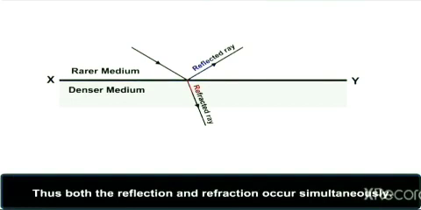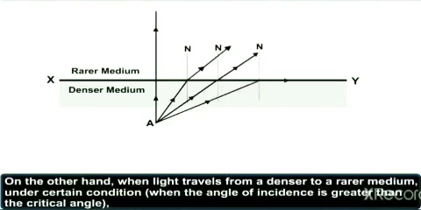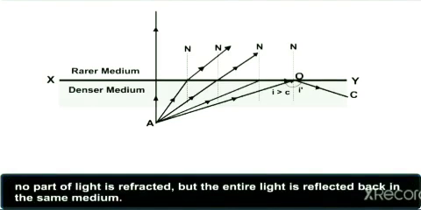Thus, both the reflection and refraction occur simultaneously. On the other hand, when light travels from a denser to a rarer medium, under certain conditions, when the angle of incidence is greater than the critical angle, no part of light is refracted, but the entire light is reflected back in the same medium.